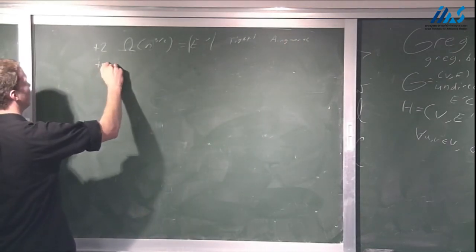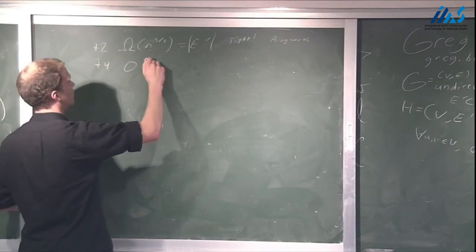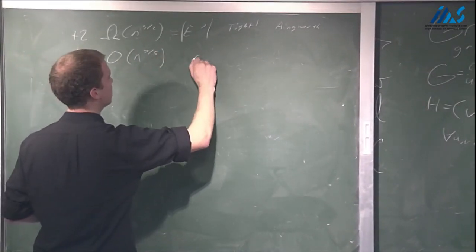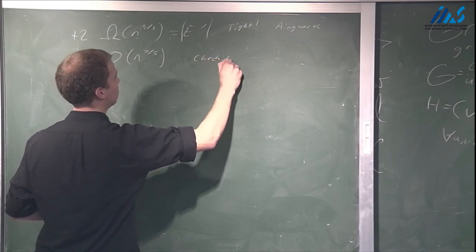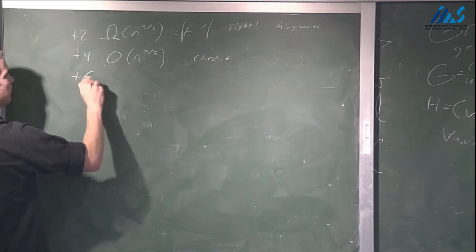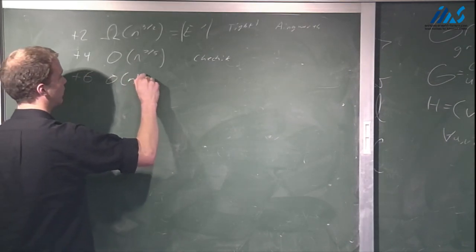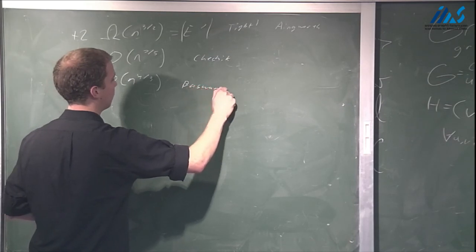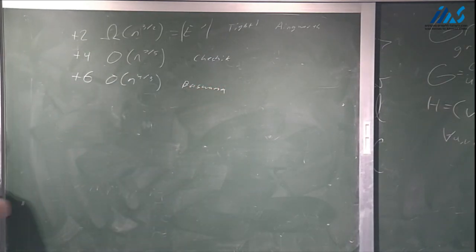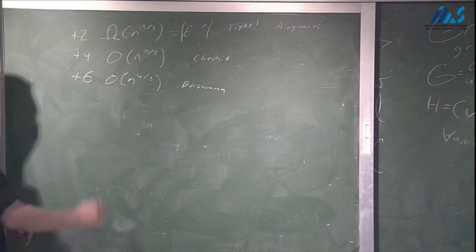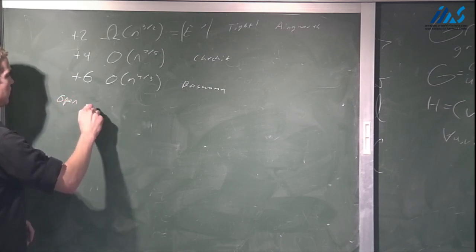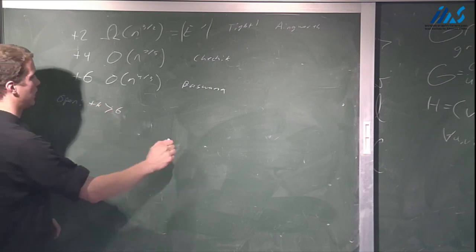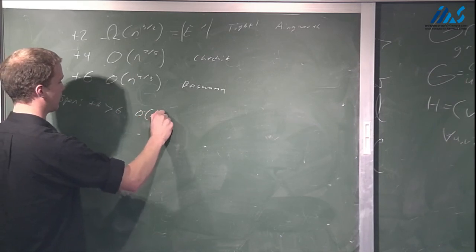If you want to do plus 4, we have n to the 7/5, and that's from Chechik. And if you want to do plus 6, then we have n to the 4/3. That's from Bodwin. And anything below this is open. This progress suddenly ends right here. So it's open whether there's some smaller number of edges here.